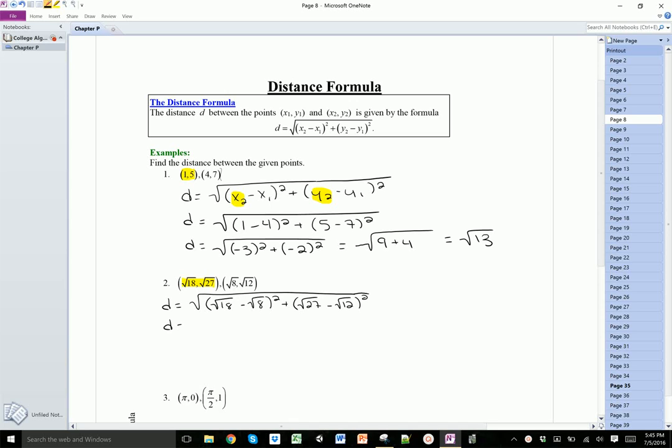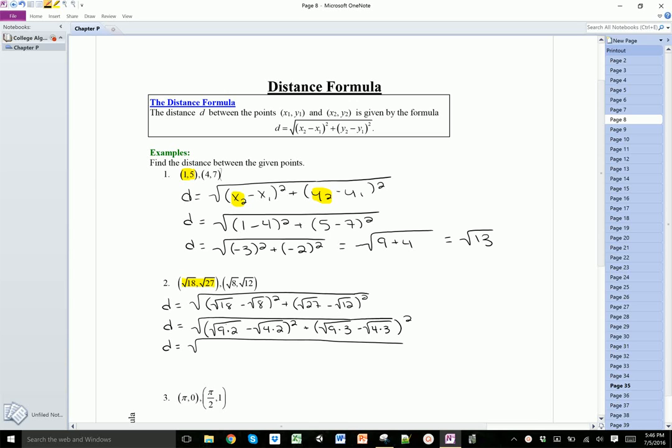So d is equal to the square root of 18. 18 has a perfect square factor of 9, so the square root of 18 will simplify to the square root of 9 times 2. 8 has a perfect square factor of 4, so that will simplify to the square root of 4 times 2. And now with 27, 27 has a perfect square factor of 9, so it's 9 times 3. And square root of 12 has a perfect square factor of 4, so 4 times 3. Okay, so d is equal to.